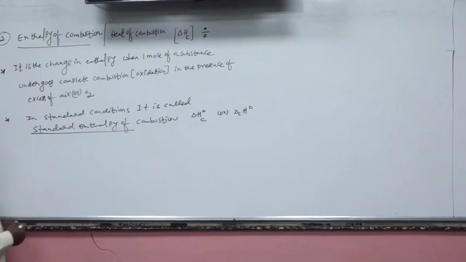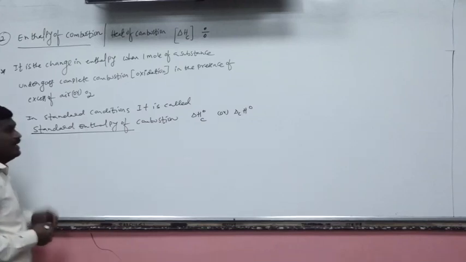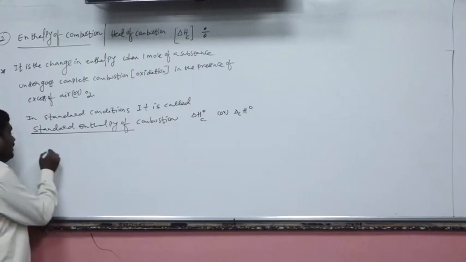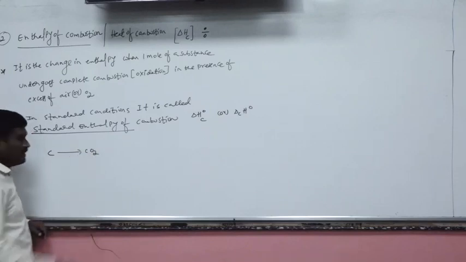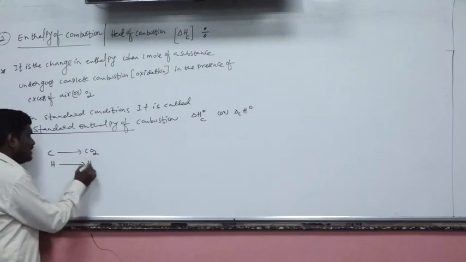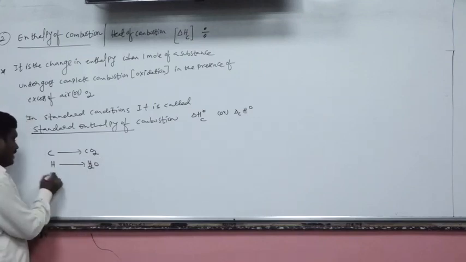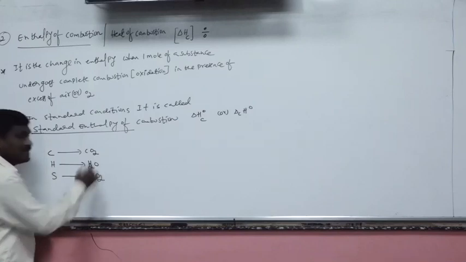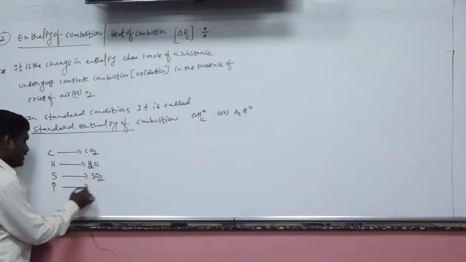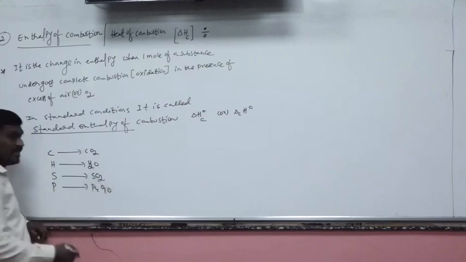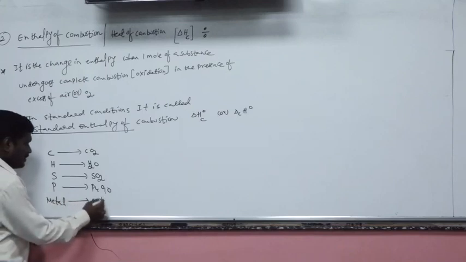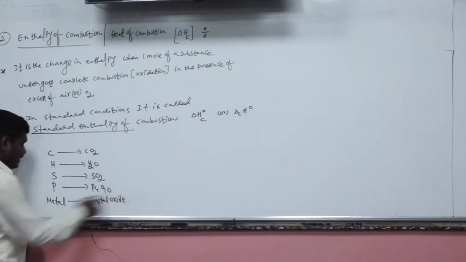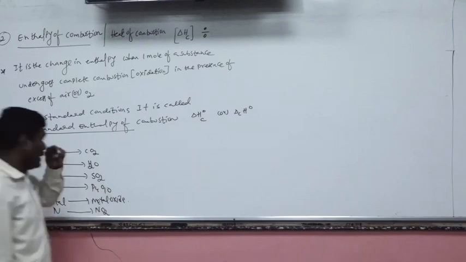Now, oxidation or complete combustion, generally in an organic compound: carbon undergoes oxidation into carbon dioxide. Hydrogen undergoes combustion to water. Suppose element sulfur is there, it will get oxidized to sulfur dioxide. Phosphorus will get oxidized to phosphorus pentoxide. Metal gets oxidized to metal oxide. If nitrogen is there, nitrogen dioxide, and so on.